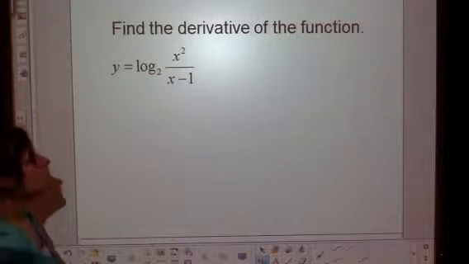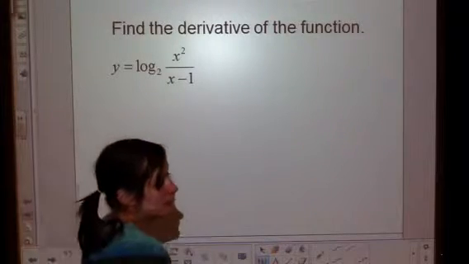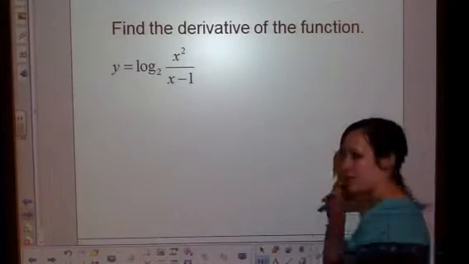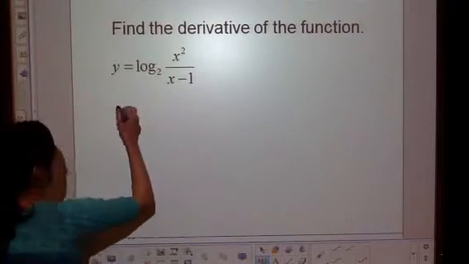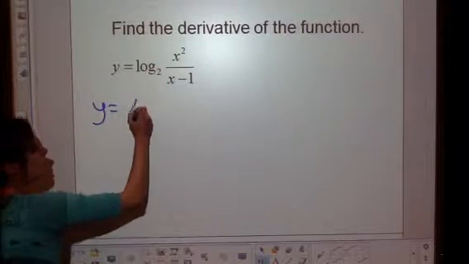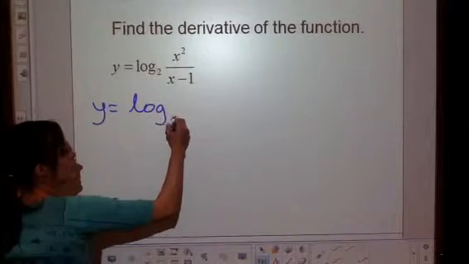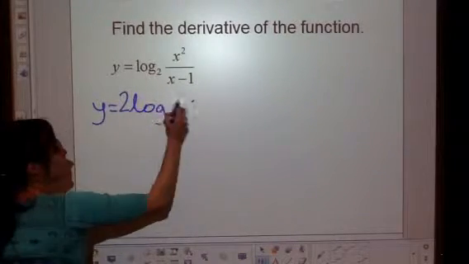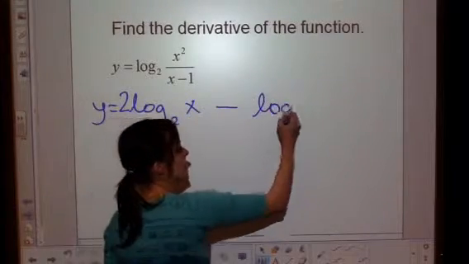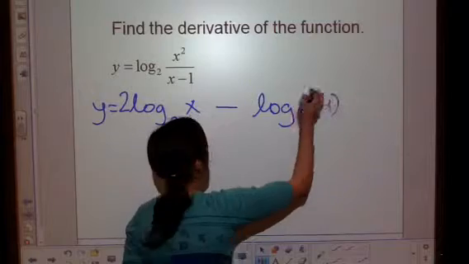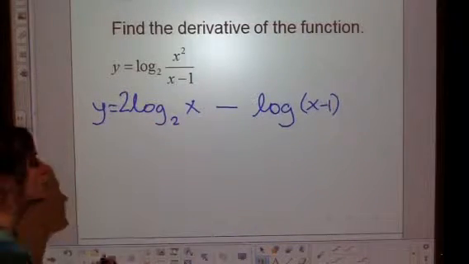So see if you can do this one on your own. A red flag should be going up. You should see that this is a logarithm, so it can be split apart before doing the derivative. And we're going to subtract since it is division. And I'm going to move that squared out in front because it was an exponent.